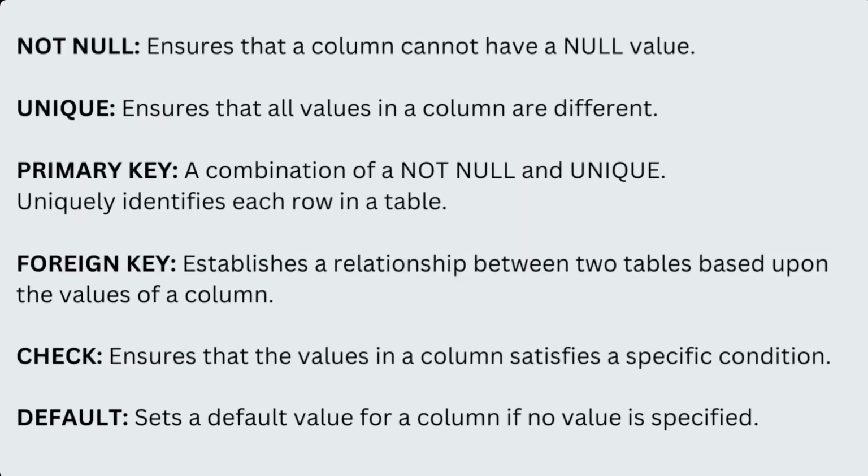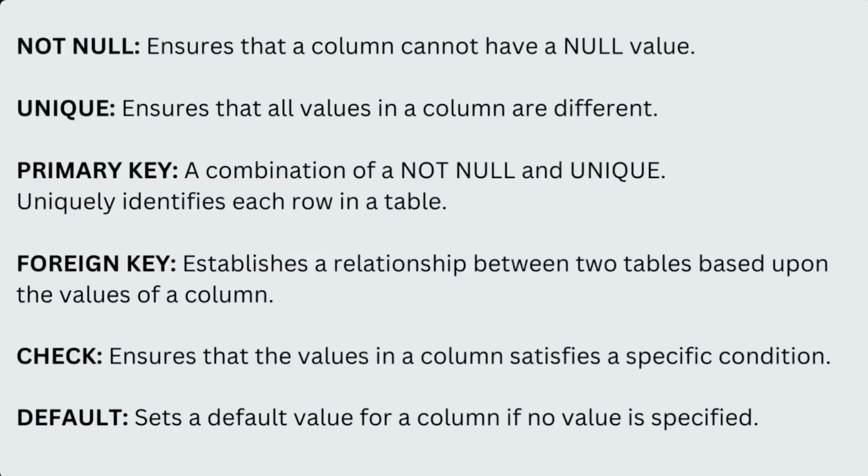Not null constraint ensures that a column cannot have a null value. Unique constraint ensures all values in a column are different. Primary key, a combination of not null and unique. It uniquely identifies each row in a table. Foreign key constraint establishes a relationship between two tables based upon the value of a column. It ensures that the value in a foreign key column of one table matches the primary key value in another table.